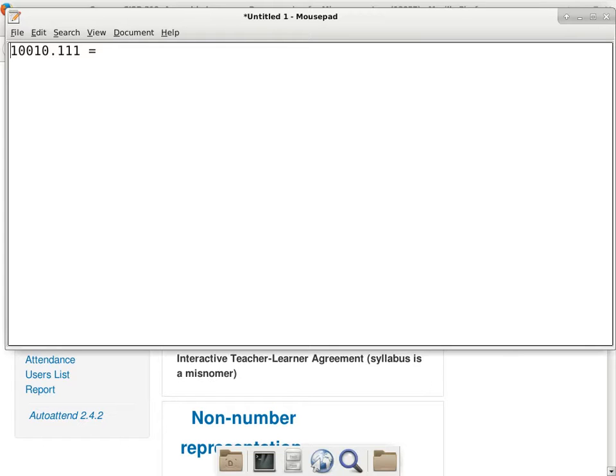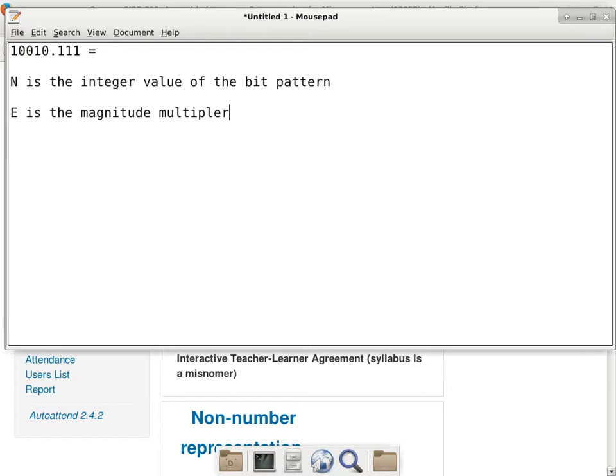The most important part about fixed point calculation is you have to remember you have the number itself. Okay, so let's say n is the number. n is the integer value of the bit pattern. And then you have a multiplier. We'll call E the magnitude multiplier, which is usually 2 to the power of some exponent. I picked E already, so maybe we should change. We'll pick that one as E, and then the exponent is X.